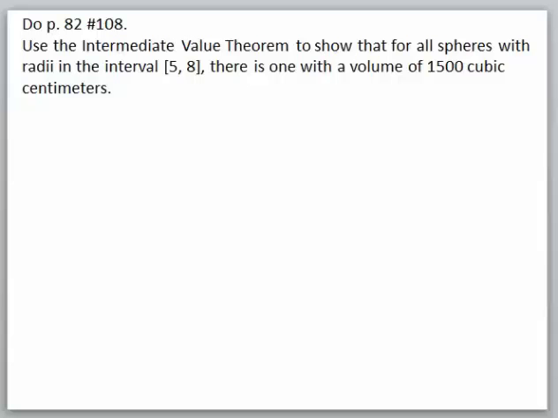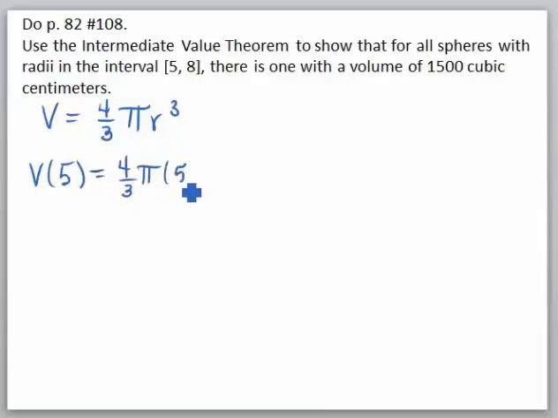And so what we're going to do is look at the volume formula for a sphere, which is 4/3 pi r cubed. Now this is just a polynomial, so we know that it's continuous from 5 to 8. So we're going to look at the volume at 5, and we'll look at the volume at 8.